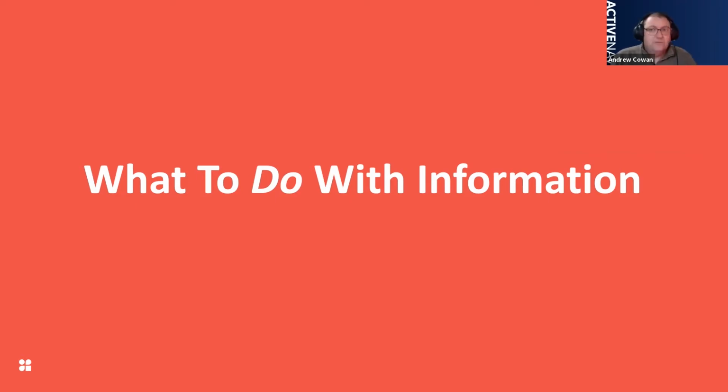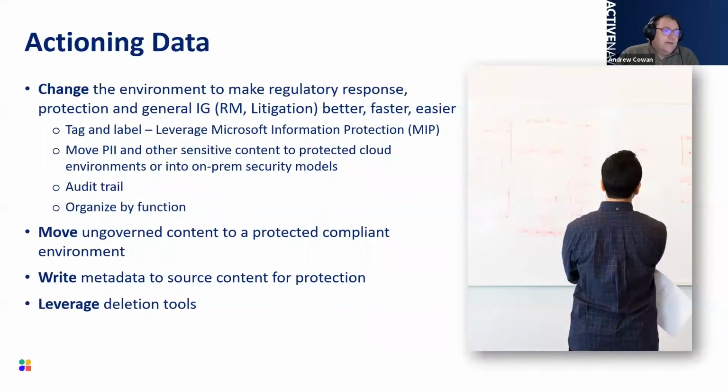We know the value that it has for the organization. We know the kinds of information, the regulatory impact that that information might have on the business. What do we do with that information? How do we handle it? And that comes down to the actioning side of things, what the actual governance part of it is, right?